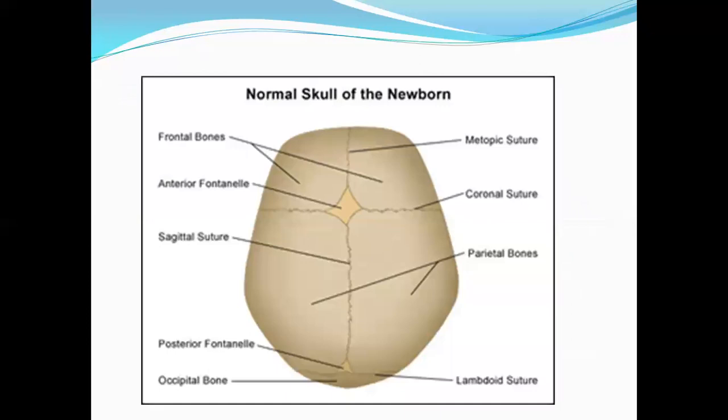In the normal skull on the screen we can see initially there is a metopic suture between the two frontal bones. Then there is the anterior fontanelle formed by the coronal suture, sagittal suture, and metopic suture. And there is the posterior fontanelle, which is formed by the lambdoid suture and sagittal suture. So we can see the various sutures which are there in a normal skull.